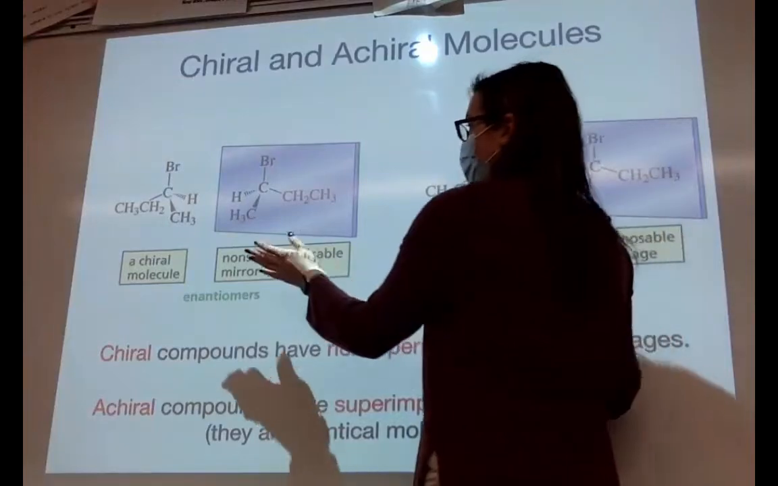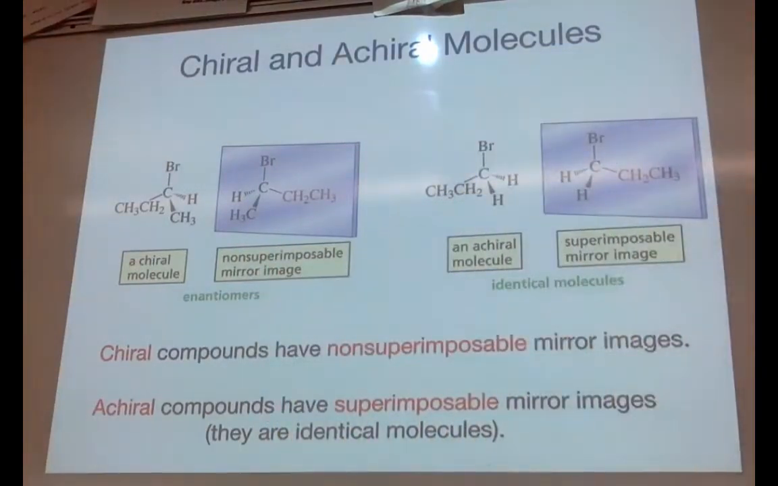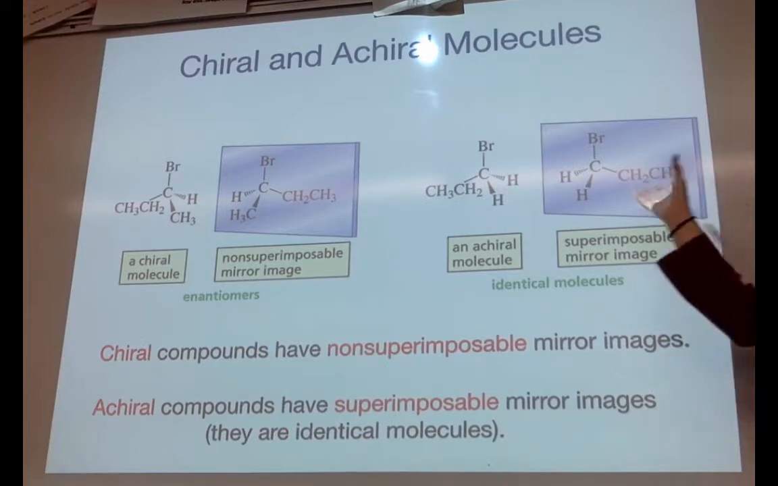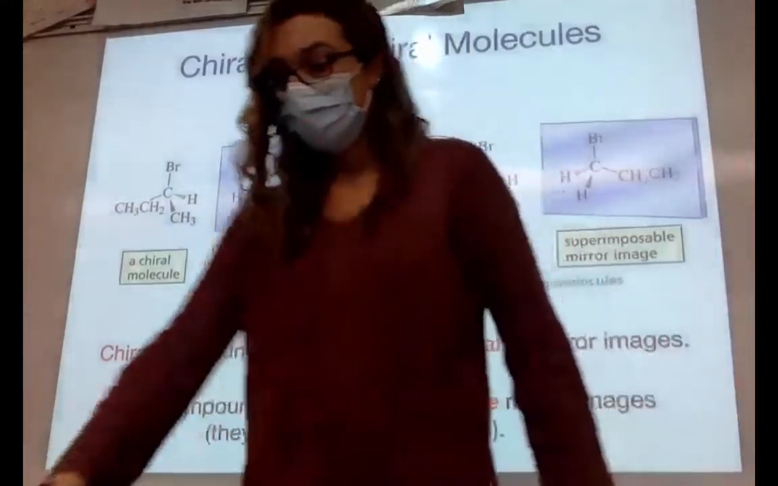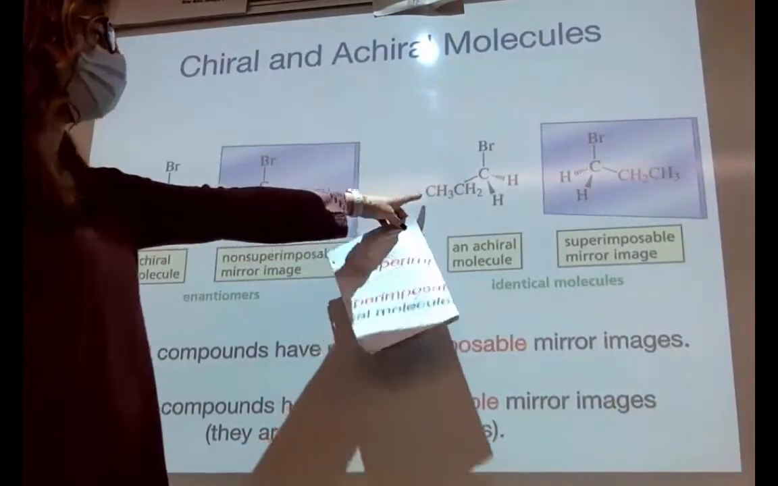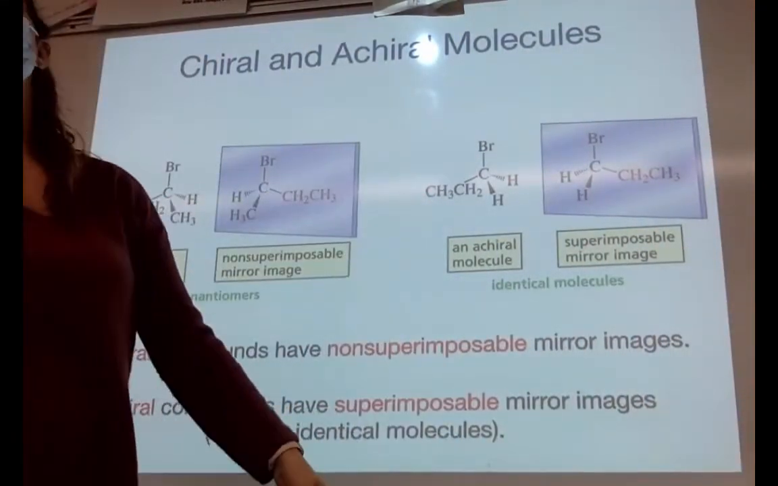So you either have enantiomers or identical molecules. If a molecule is chiral, it has an enantiomer. If it's not chiral, the molecules are identical. So you just have to look at whether you can rotate the molecule. If you can rotate it and lay it directly on top, it's going to be achiral. Not chiral.